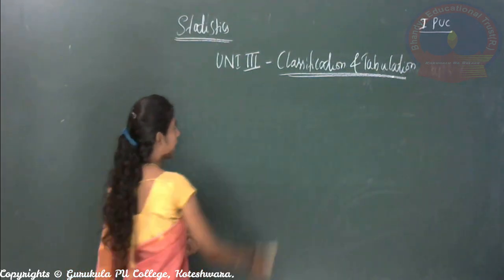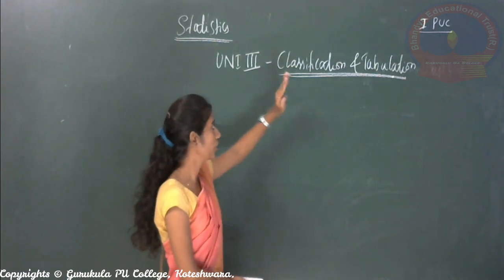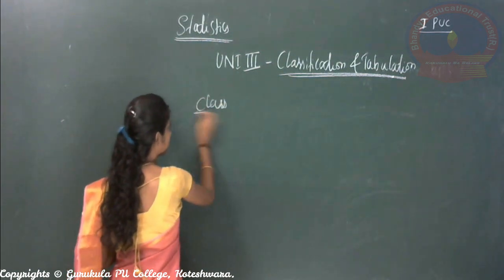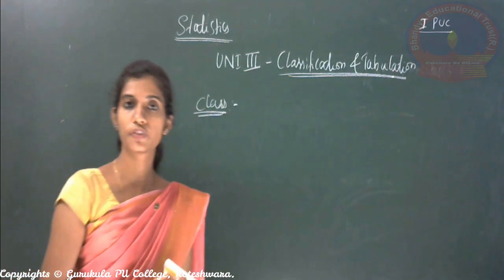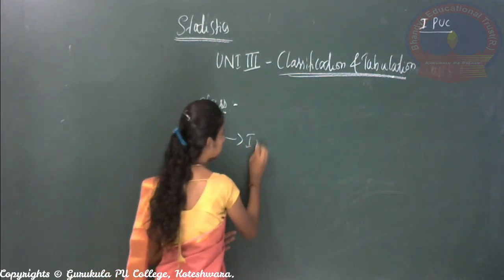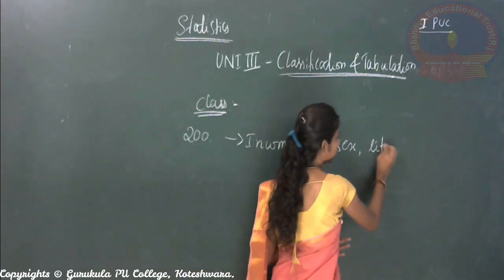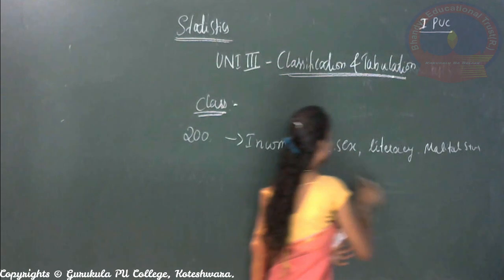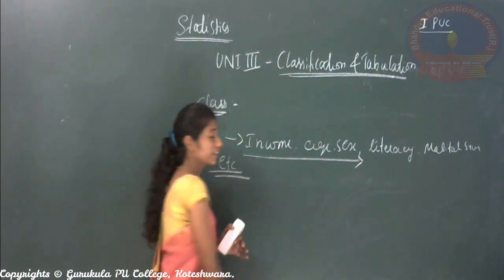Try to understand the keyword of classification, that is class. First of all, you should know what is meant by class. For example, if I consider a family of 200 members regarding their income, age, sex, literacy, marital status, etc., the data may be too long and complex.